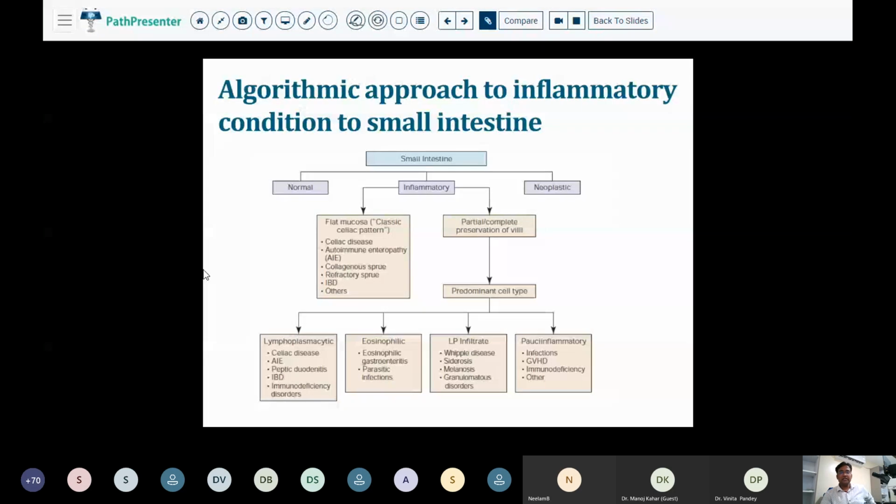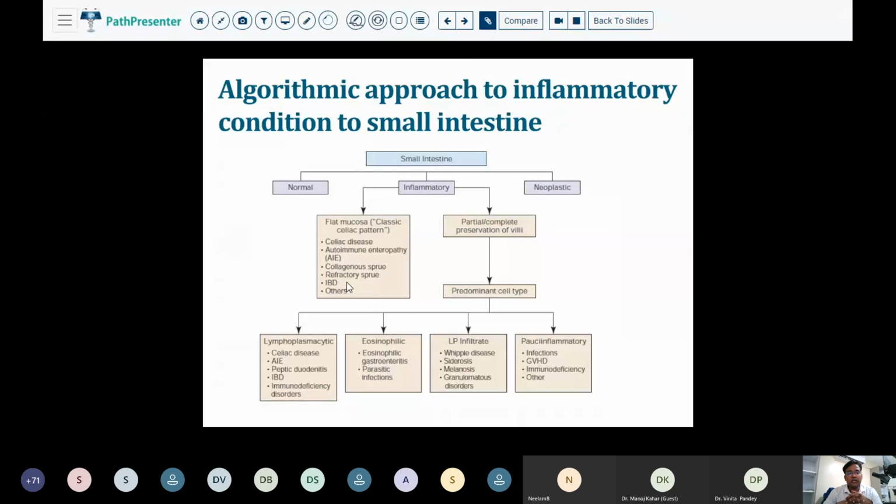So when you get a small intestine, you have to see whether it is normal, inflammatory, or neoplastic. The neoplastic part we will put aside. It is not our business today. In inflammatory, whether the mucosa is flat, meaning no villus, only crypt mucosa, or there is partial preservation of villi. When there is a flat colonic type of mucosa, the most probable possibilities will be celiac disease, autoimmune enteropathy, collagenous sprue, IBD. Obviously, other findings also have to be evaluated before coming to a conclusion whether it is a case of IBD, sprue or autoimmune enteropathy.